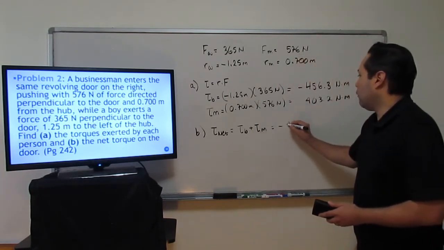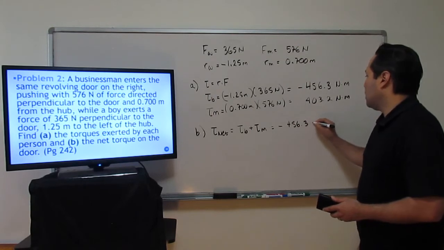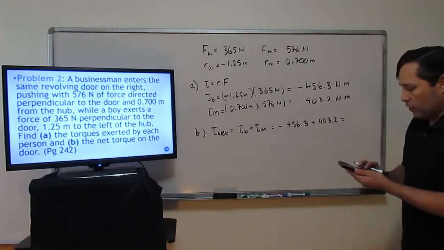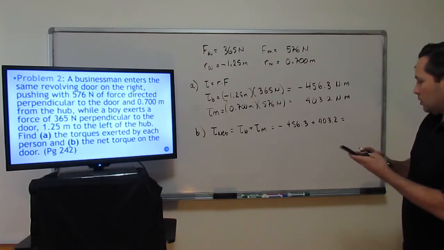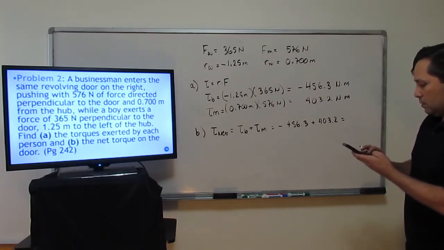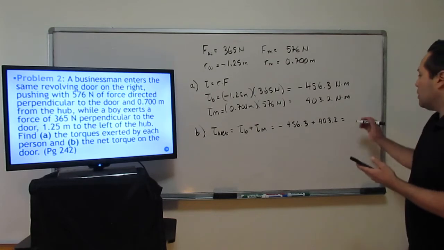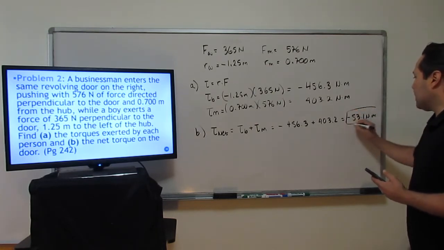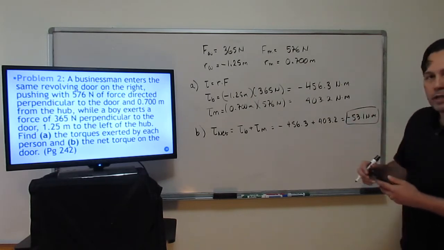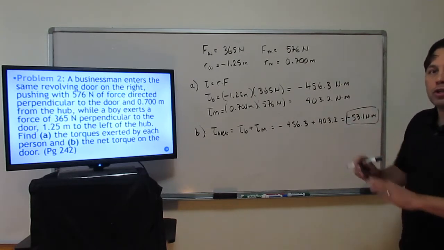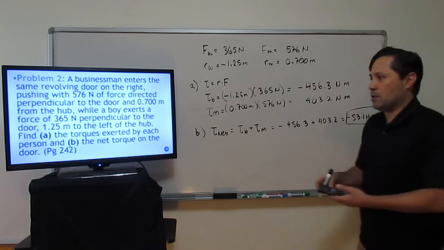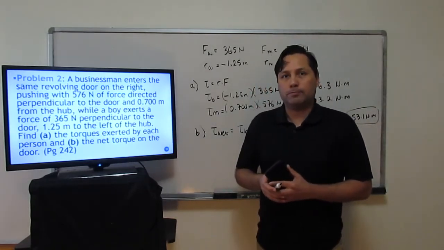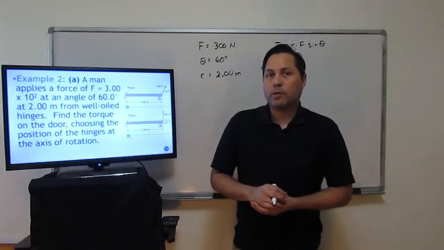He is at negative 456.3 and he is at 403.2. So it's going to give us the following answer: negative 53.1 newtons times meters, and that will be the net torque. As we stated, the boy will be able to push the hub forward in his direction as the businessman is being pushed back. That takes care of problem number 2. Let's go ahead and take a look at example 2.